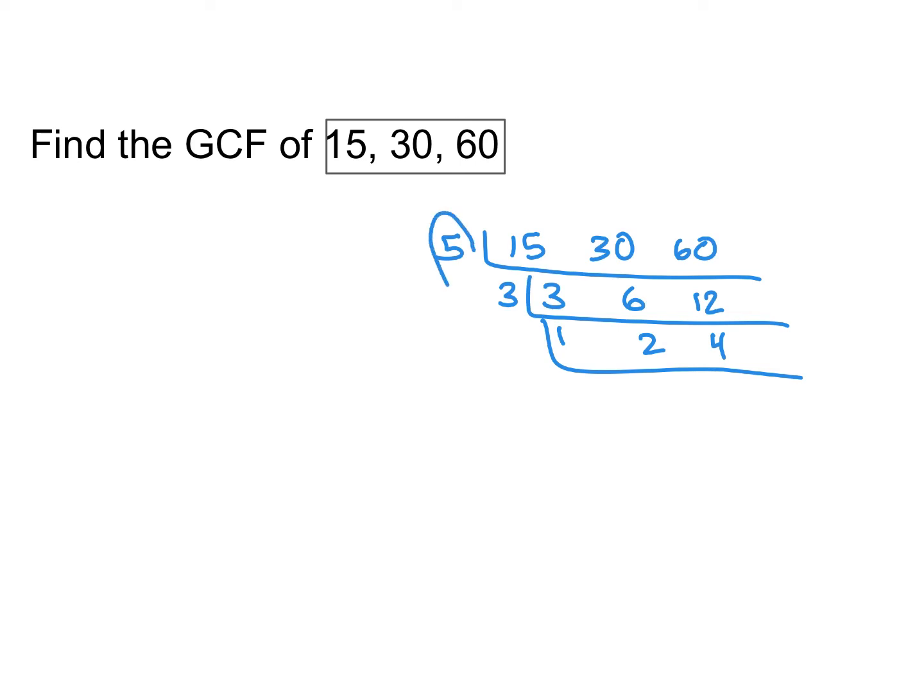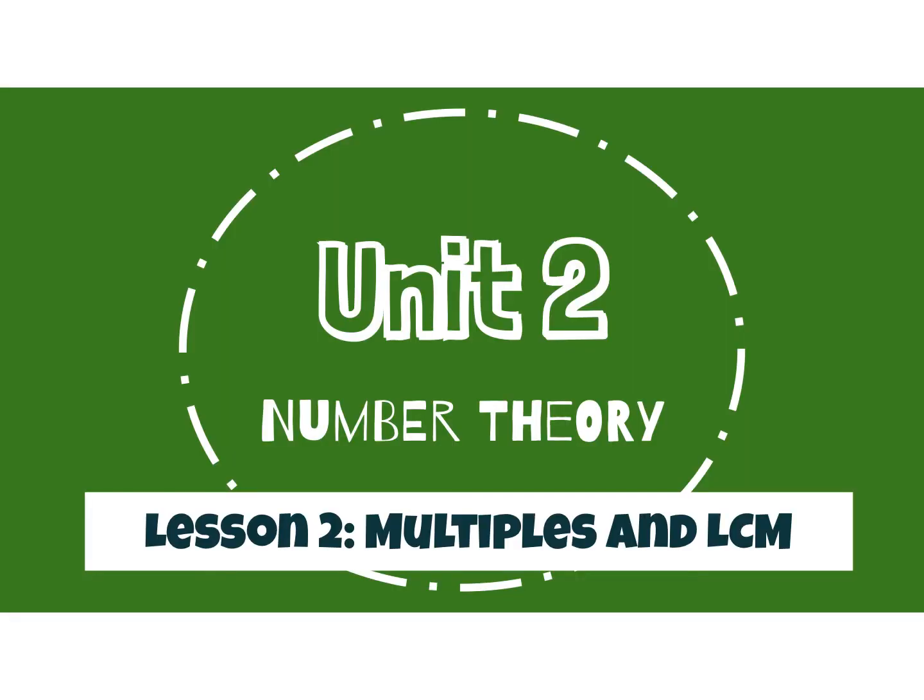All right, so on the outside, I've got 5 and 3. 5 times 3 is 15. My greatest common factor is 15. Moving on to least common multiple.